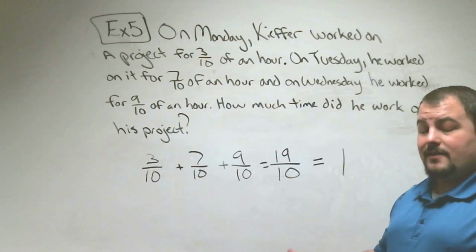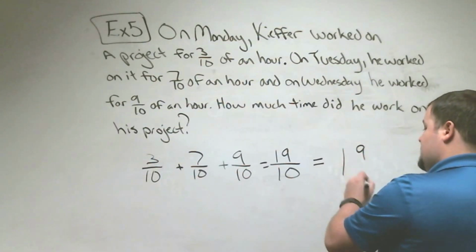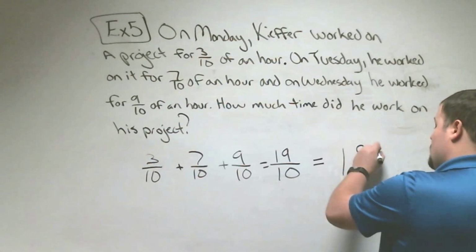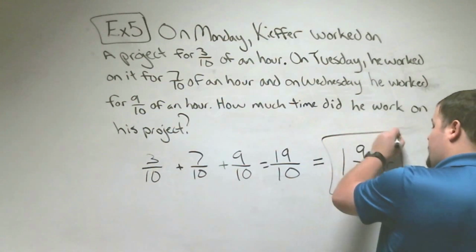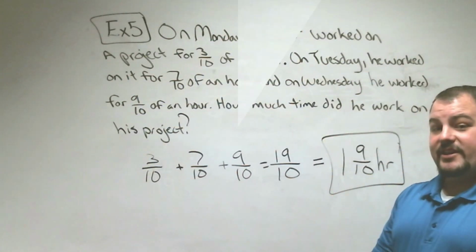Well, 19 minus 10, that leaves us with 9 left. So that means that he worked on his project for 1 9/10 of an hour.